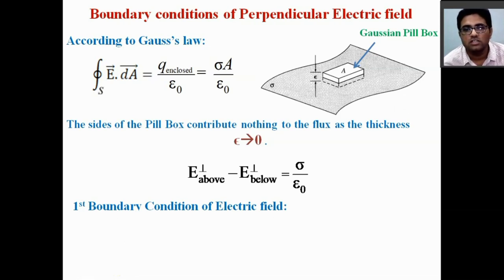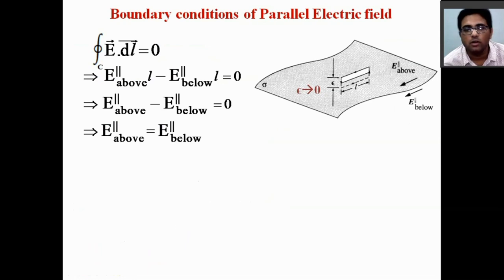Now let's discuss the boundary condition of the parallel component of the electric field. To understand that, let's consider a closed rectangular loop which straddles the charge sheet. The length of the loop parallel to the charge sheet is this small l, and the length perpendicular to the sheet is epsilon. Here this epsilon is very small, that is, it tends to 0.